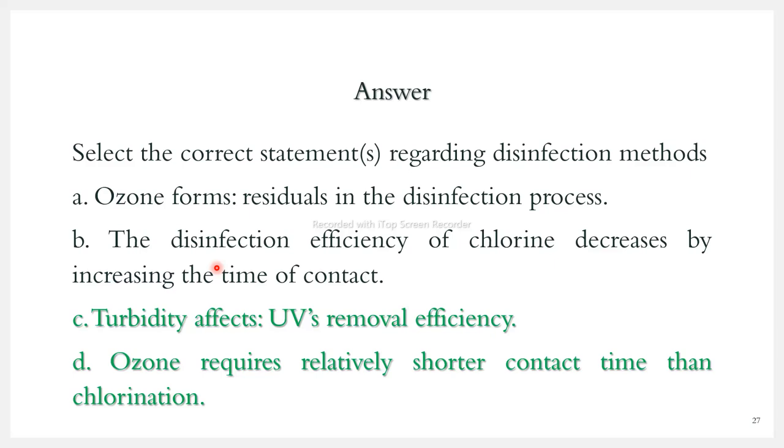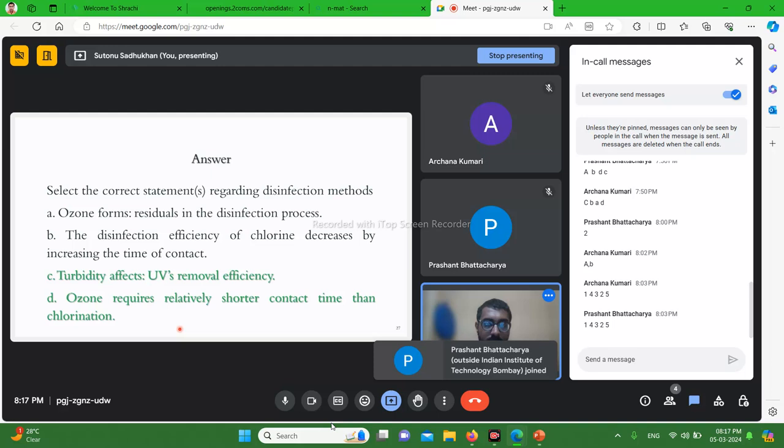And ozone requires relatively shorter contact time than chlorination because ozone is more efficient, right? And ozone's lifetime is also less, so it does not sustain in the water for long distances. It just disinfects and then it is gone. The killing power of ozone is more than chlorine. If you take the human example, if you inhale ozone and if you inhale chlorine, with chlorine you will feel dizzy, problems will occur, and you go to the hospital and it will be treated. But ozone is a kind of life-threatening thing. It is more harmful than chlorine. So that's why for microorganisms also, ozone requires shorter time for disinfection than chlorination. Simple.